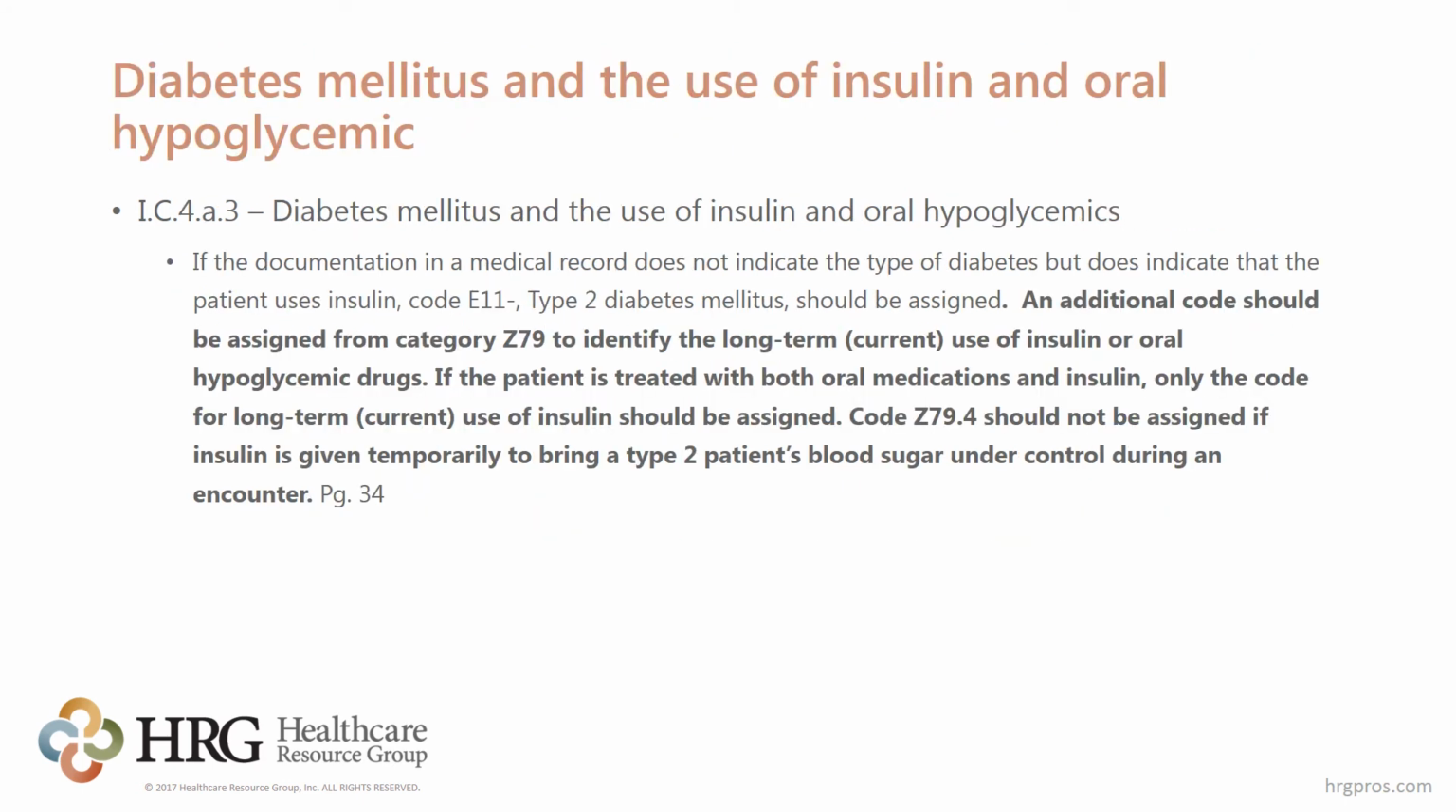The next guideline change is found in section 1C4A3, and this has to do with diabetes with the use of insulin and oral hypoglycemics. This is a definite change this year. Basically what it's saying, if the patient is noted to be on both insulin and oral hypoglycemic drugs, we are only to capture the code for the insulin use.